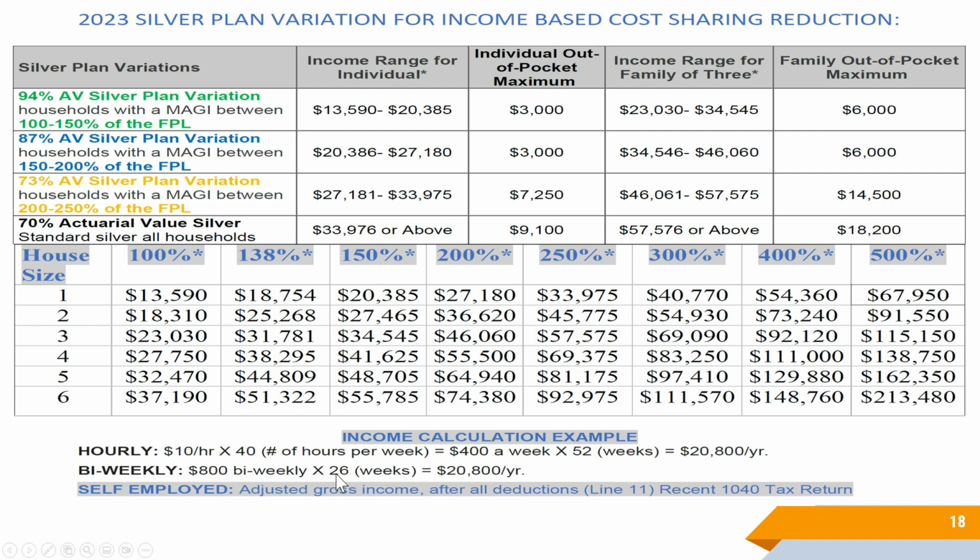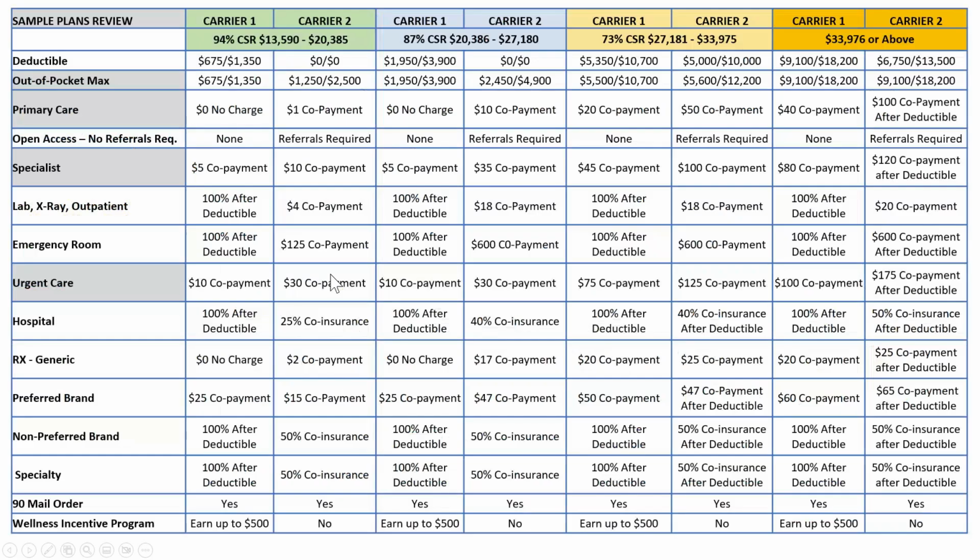Biweekly is the same thing, but by 26 weeks. And if they're self-employed, what we need is their adjusted gross income, which is their income after all their deductions. If they don't know what that is, ask them to verify line number 11 on their most recent 1040 tax return. What I found is that a lot of individuals that are self-employed are eligible to get credits, and they didn't think they were. So they may gross 100,000, but after all their deductions, they only made 30,000. That 30,000 is the amount that we would use to estimate their credits.